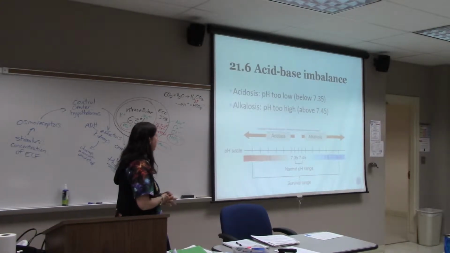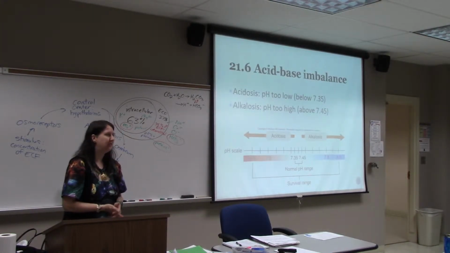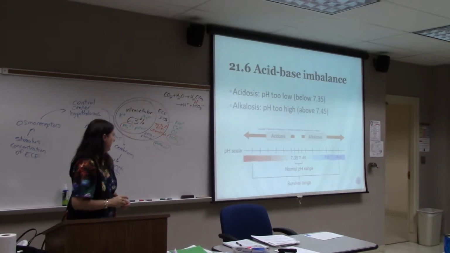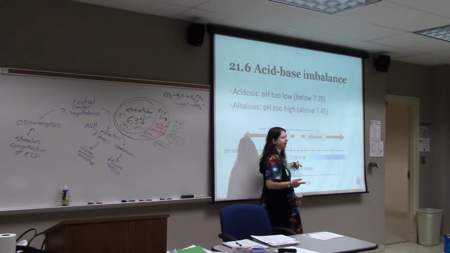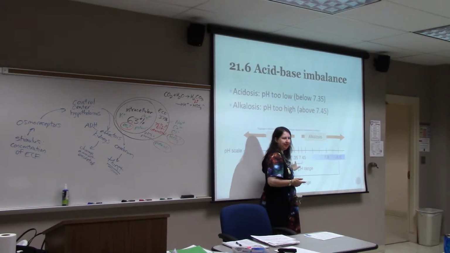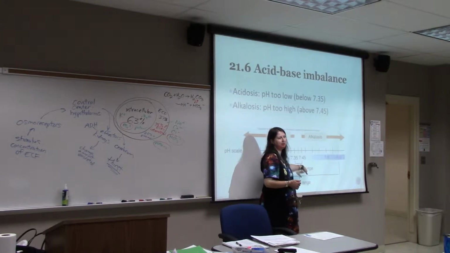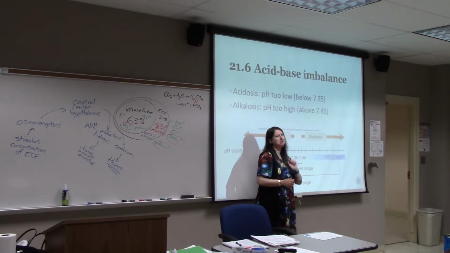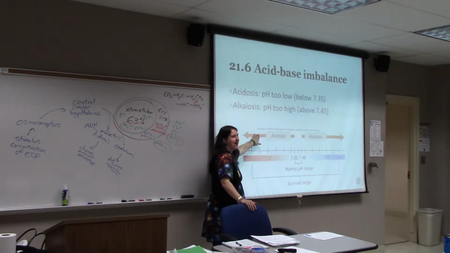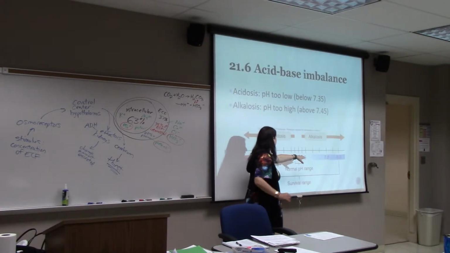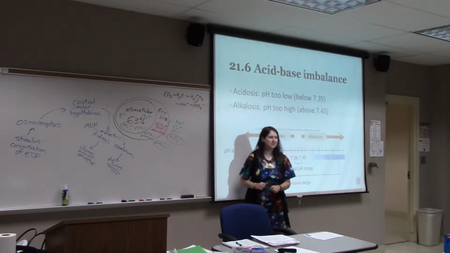Acid-base imbalance is when your pH is too high or too low. Now, we usually say blood pH is 7.4. That's right in the middle of the healthy range, 7.35 to 7.45. So pretty narrow range where things still work. You go below that, it's called acidosis. Go above that, it's called alkalosis.